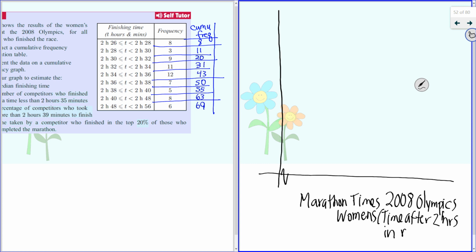In minutes. So on the graph, all I'm going to write is how long it took them to finish after the 2 hour mark. And I'm also going to give the units, which is in minutes. So you have to specify that it's in minutes. So the lowest or the fastest time was 26.